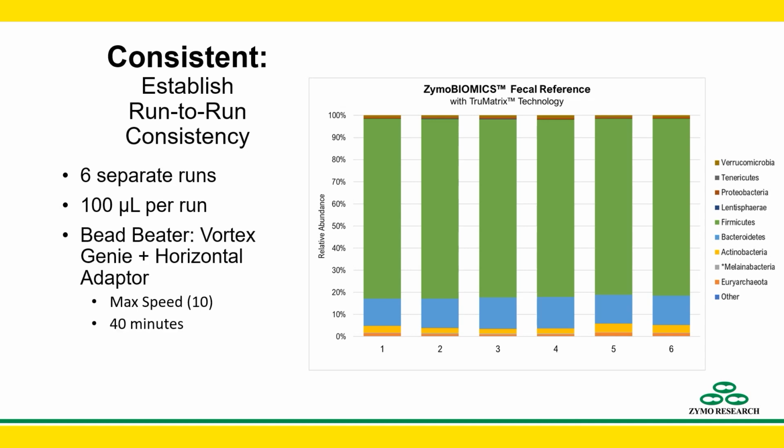They were all lysed using the Vortex Genie with horizontal adapter, which is my personal favorite lysis method, using the Zymo beads. Max speed for 40 minutes, and then they were subjected to 16S sequencing with V3, V4 as the target region. And as we can see here, all of these yielded almost identical results, indicating a high degree of similarity run to run. And I'll talk more about doing this kind of analysis later, because this is also critical for testing a pipeline being established or evaluating a pipeline that has already been established.